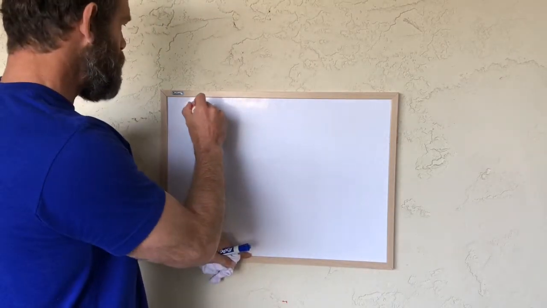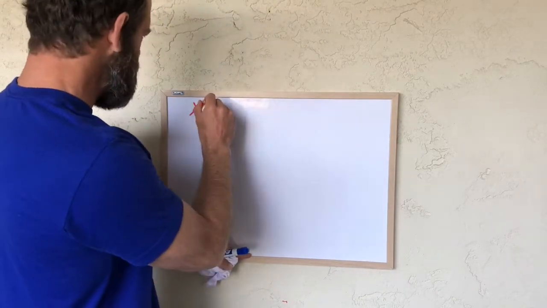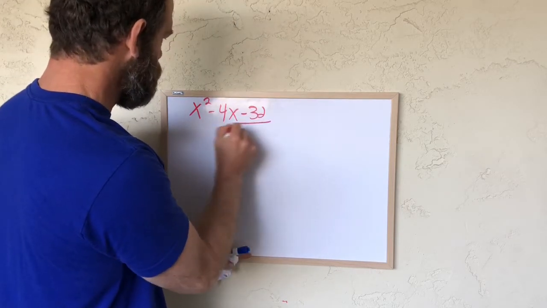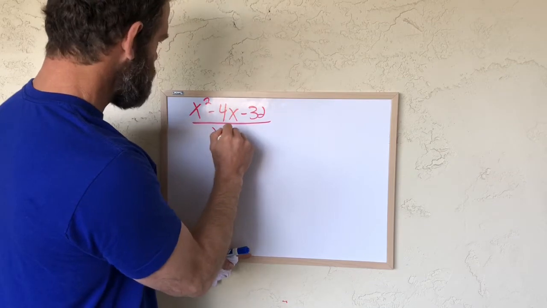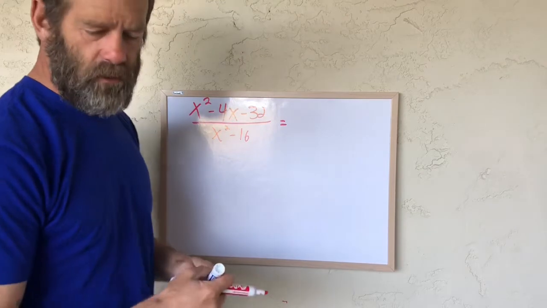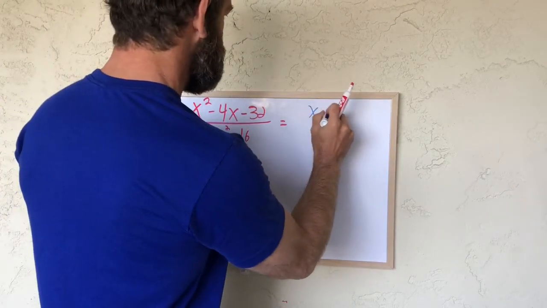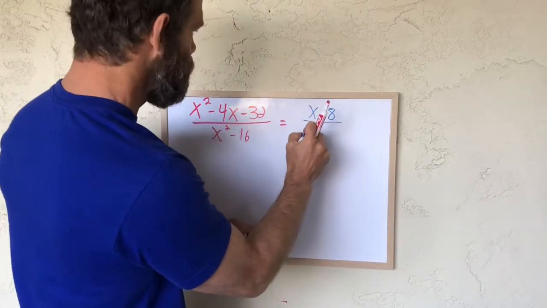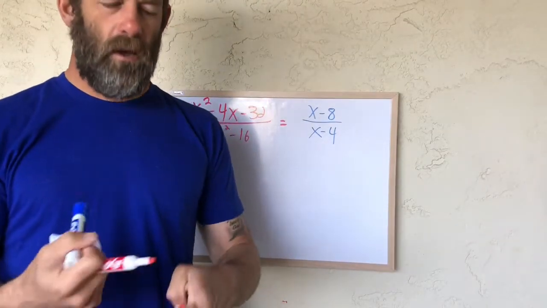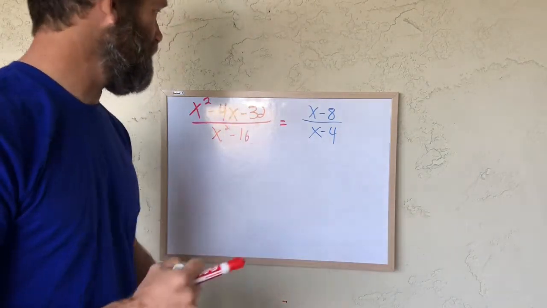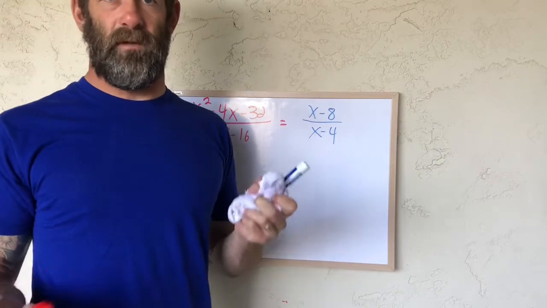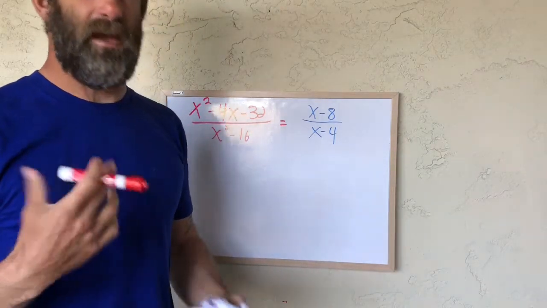I give you a rational expression: x squared minus 4x minus 32 over x squared minus 16 equals, and then I give you another rational expression: x minus 8 over x minus 4. Now, these two rational expressions are equal to each other, and I'm going to explain to you today how this is equal to this. Since this is a STEM class, I'm sure most of you can kind of fill in the spaces of how you think it's equal.